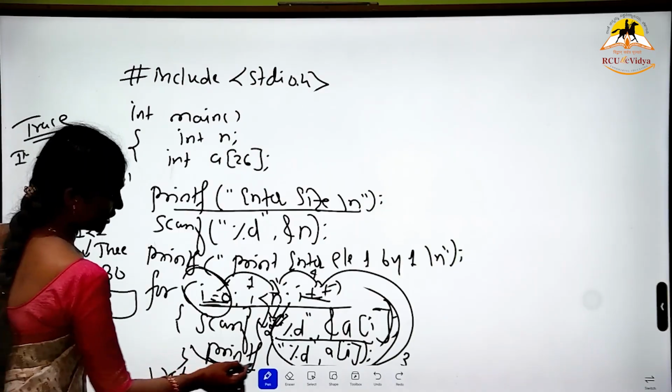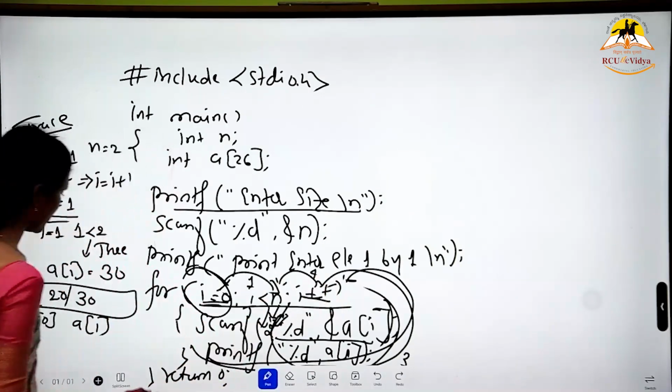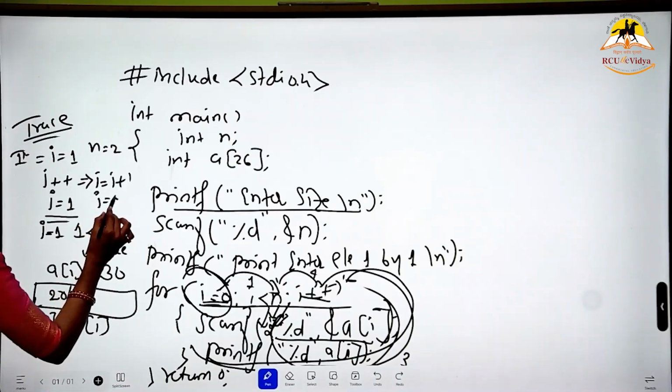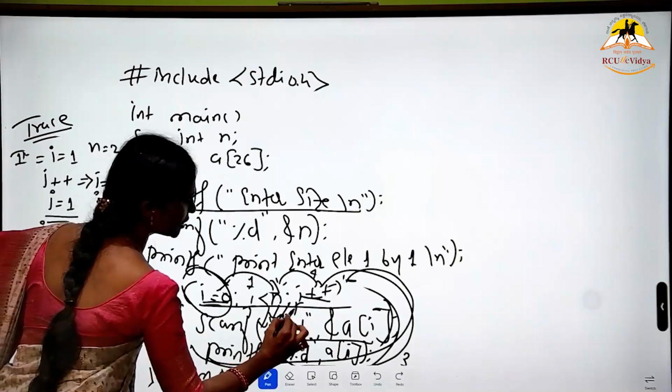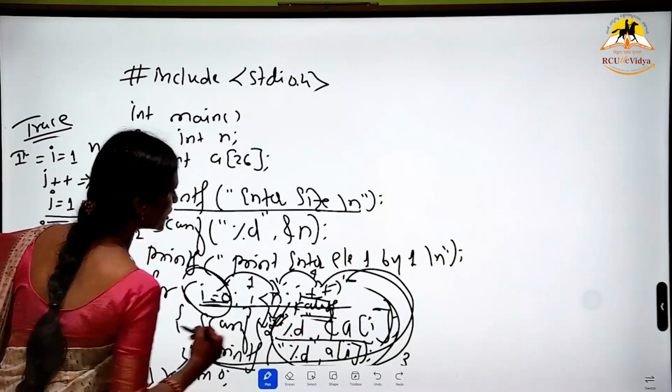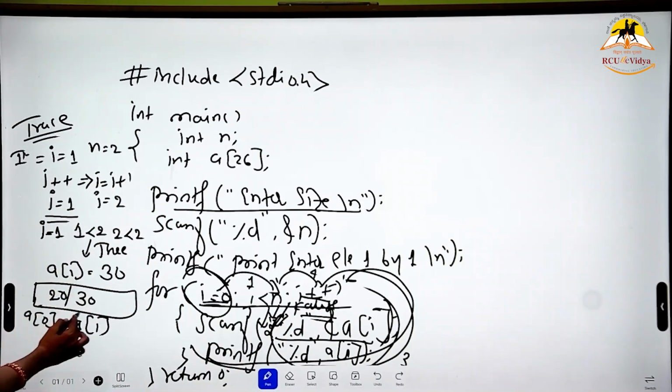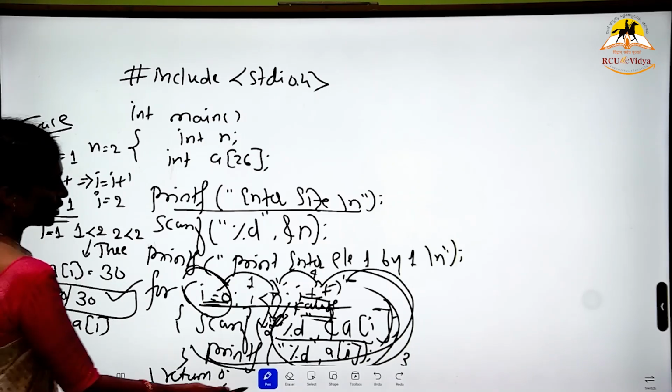Now, assume it is over, again the I value is updated. So I value will become 2. Whether 2 is less than 2, the condition checks. Now it is false. If the condition is false, it will come out. Hence, you have read this array. In this way, the for loop works.